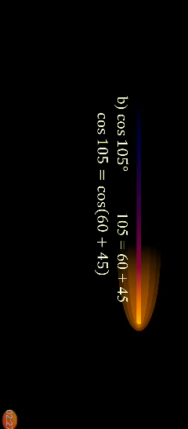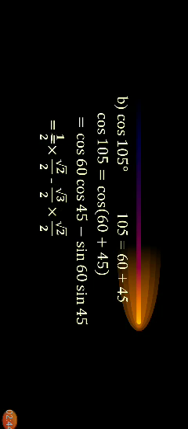Another one. Find, without using a calculator, cosine 105. Now 105 is the sum of 60 and 45. So cosine 105 is cosine of their sum, so it will be cosine cosine minus sine sine. By calculating them, you will get cosine 60, half, times root 2 over 2 minus root 3 over 2 times root 2 over 2. You will get root 2 minus root 6 over 4.